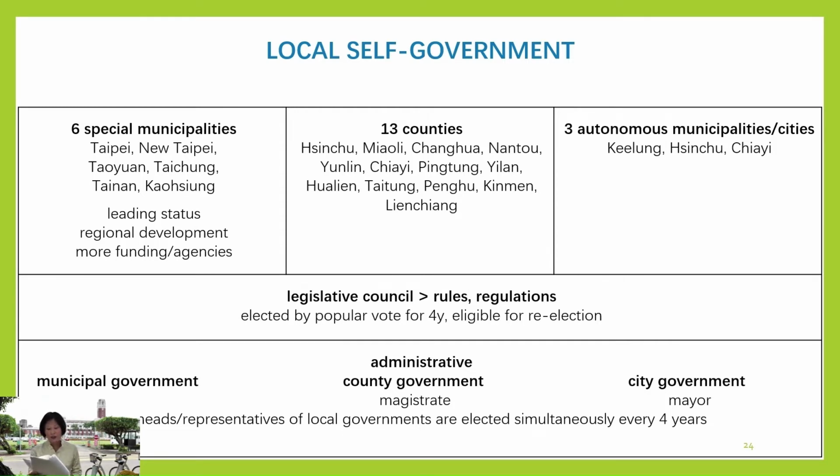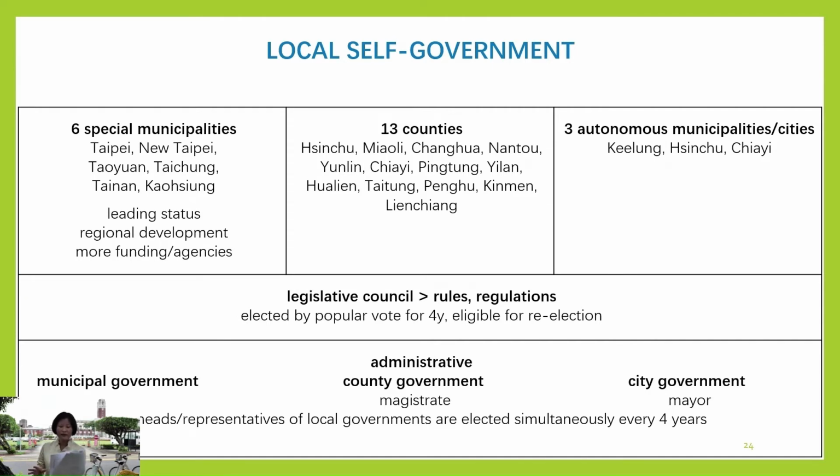And then we also have 13 counties, namely Hsinchu, Miaoli, Changhua, Nantou, Yunlin, Chiayi, Pingtung, Yilan, Hualien, Taitung, Penghu, Kinmen, and Lienchiang. So these counties also have their own self-government. And then finally we have 3 autonomous municipalities or cities, namely Keelung, Hsinchu, and Chiayi.